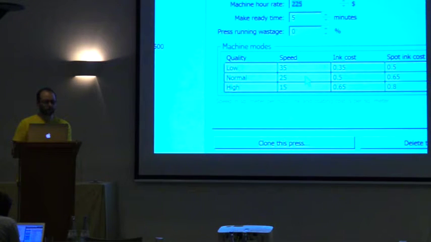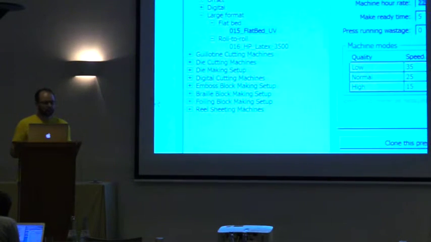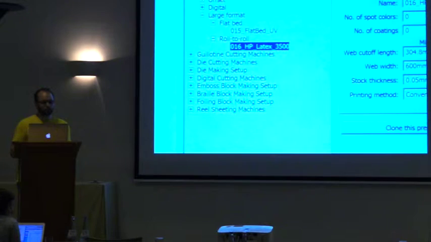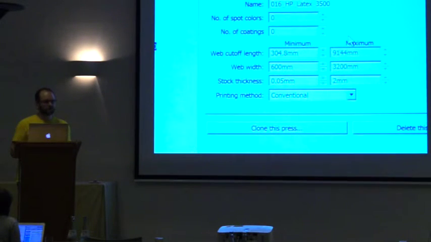You can specify machine modes that have a different speed, that have a different ink cost, and so on. So that will allow IMP to do correct costing for a large format flatbed press. And the same is true for roll-to-roll. Technical specifications are different. For example, what you have here is a minimum and a maximum cutoff length.